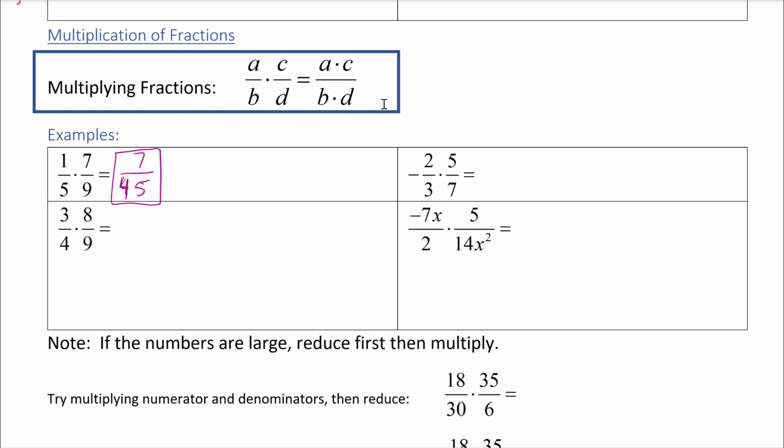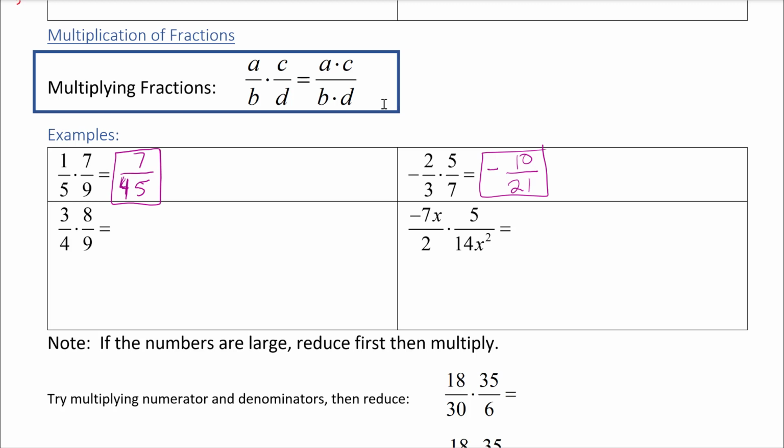The next one, we have negative 2/3 times 5/7. Multiply the tops. First of all, a positive times a negative is going to be a negative. We learned that. 2 times 5 is 10. 3 times 7 is 21, so negative 10/21. 10/21 doesn't have any common factors, and so we're done. The top and the bottom can't divide by anything common.